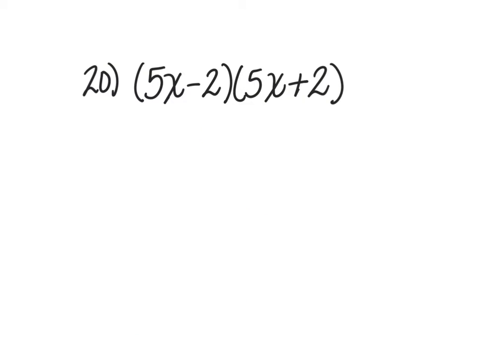Let's look at number 20. We have 5x minus 2 times 5x plus 2. So notice, once again, we have the same terms, but one time the terms are being subtracted, one time the terms are being added. So let's see what happens when we multiply them together. 5x times 5x will be 25x squared. 5x times 2 is 10x.